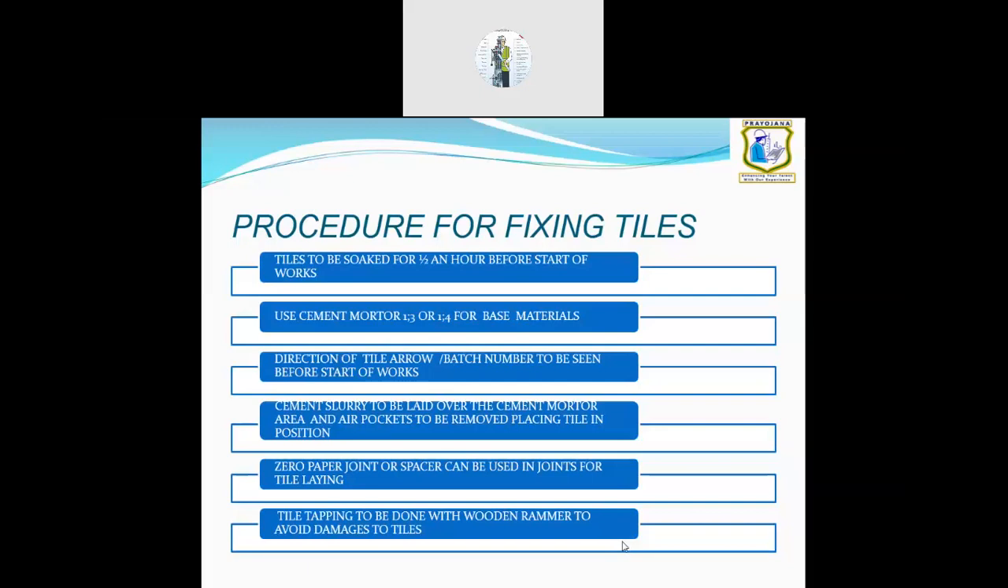If you lay four tiles in a floor and don't follow the arrow mark, the jointing of the four corners may vary a little. That's why we follow the arrow system. Understood? So the direction of punching.